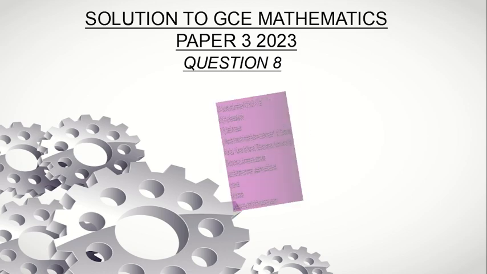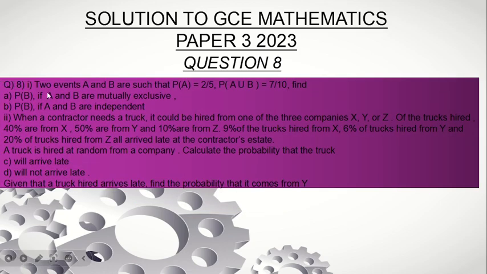The question reads: two events A and B are such that the probability of A equals 2 on 5, and the probability of A union B equals 7 on 10. Find (a) the probability of B if A and B are mutually exclusive; (b) the probability of B if A and B are independent.